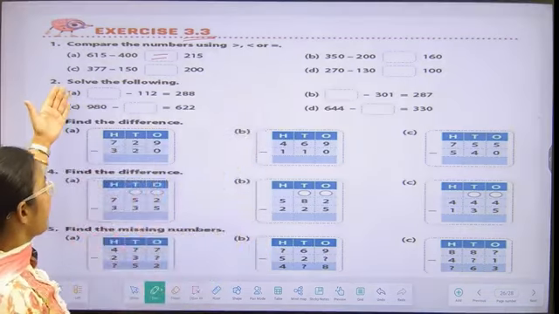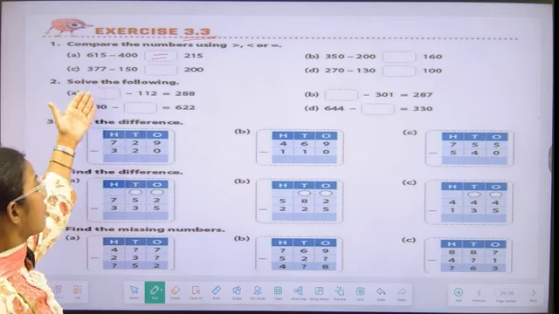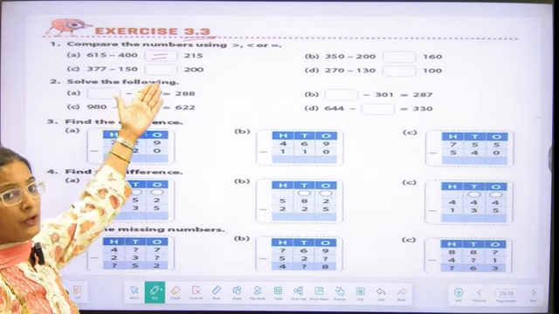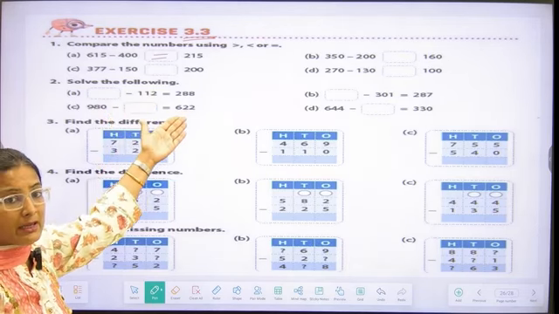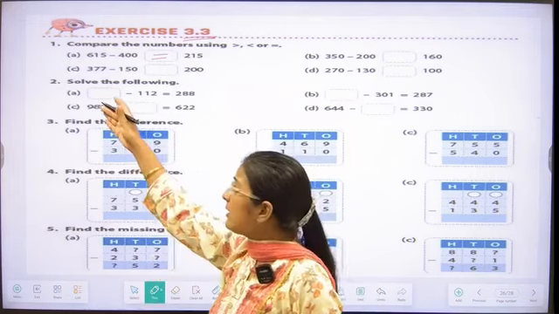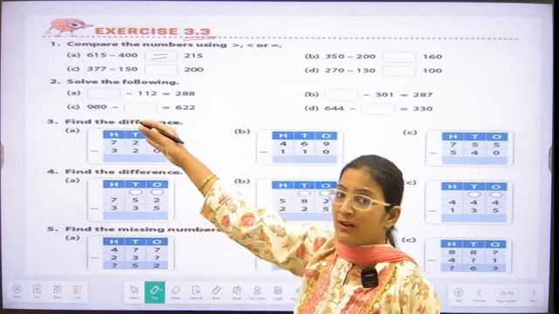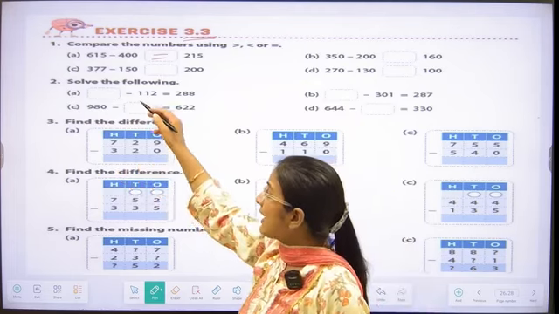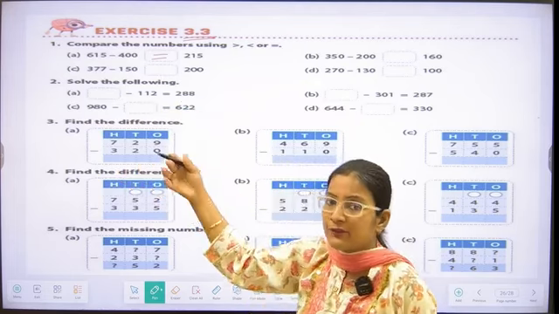In the second one, we have to solve it. Now, what do we have to subtract from 112 to get 288? For this, we have to find the bigger missing number. For finding the bigger missing number, what are we going to do? We have to add the smaller number and the difference.